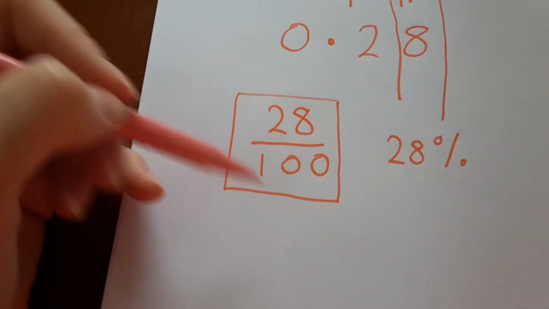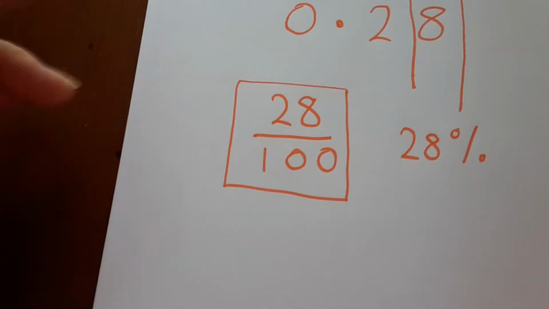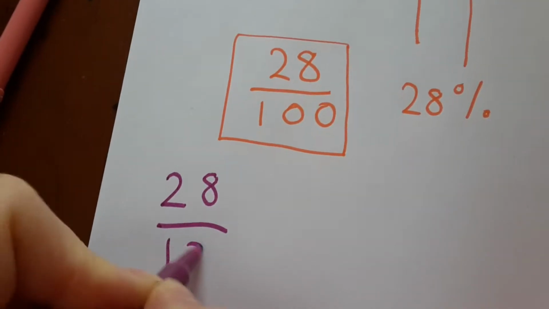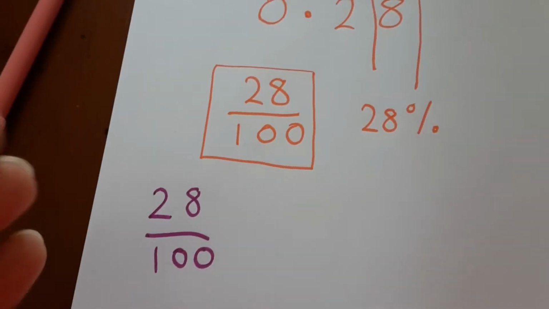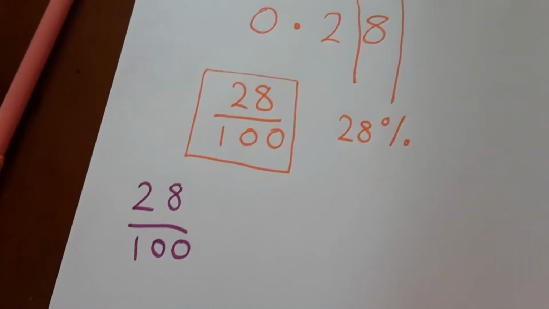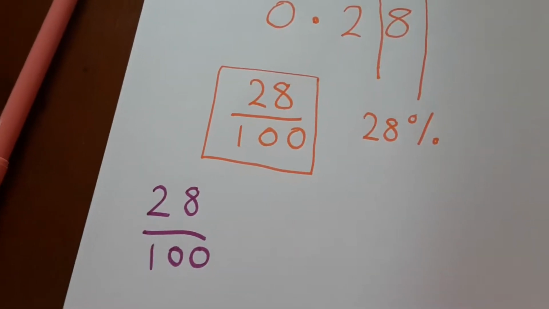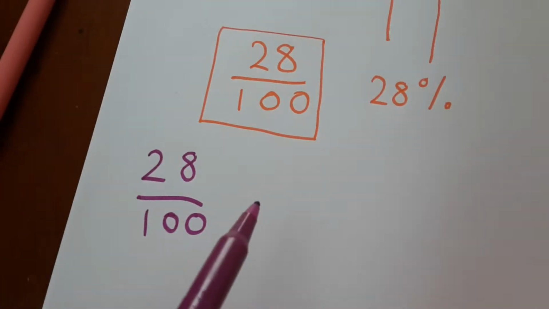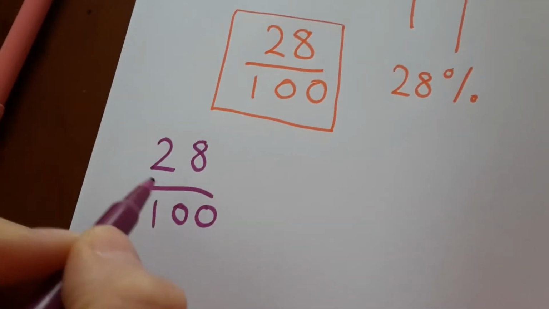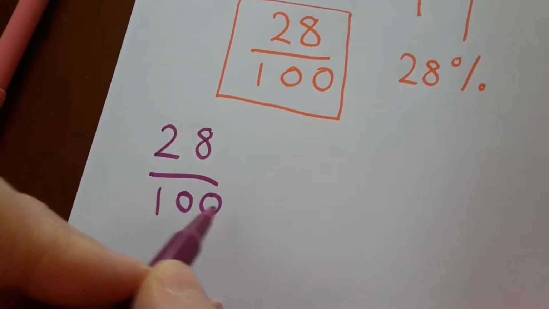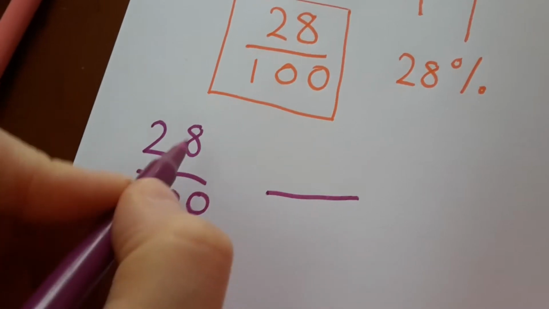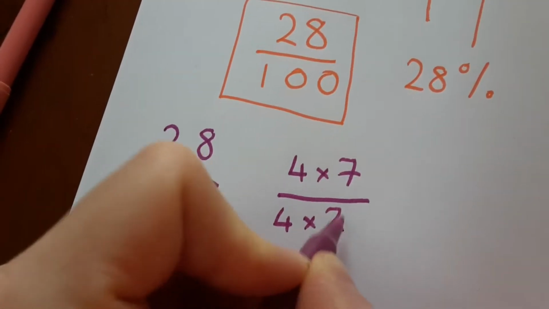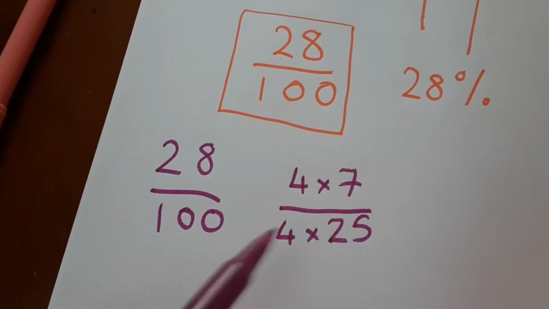However, if I want this written as my final answer as a fraction, it's not good enough. It needs to be simplified. So what I'm going to do is keep simplifying it until I get down to either a prime number or two numbers, top and bottom, that have no common factor. I know that 28 is in the 4 times table, and I know that 100 is also in the 4 times table. So 4 times 7 makes 28, and 4 times 25 makes 100.